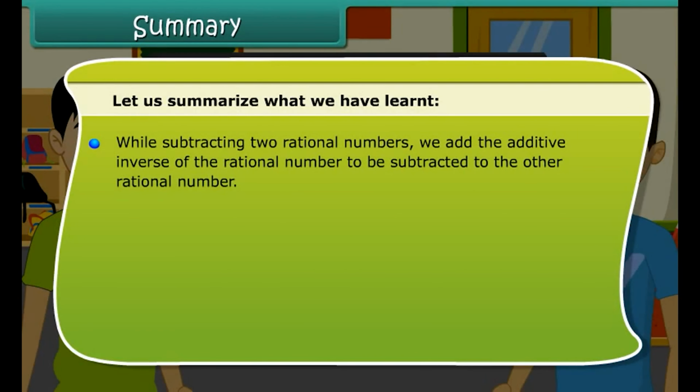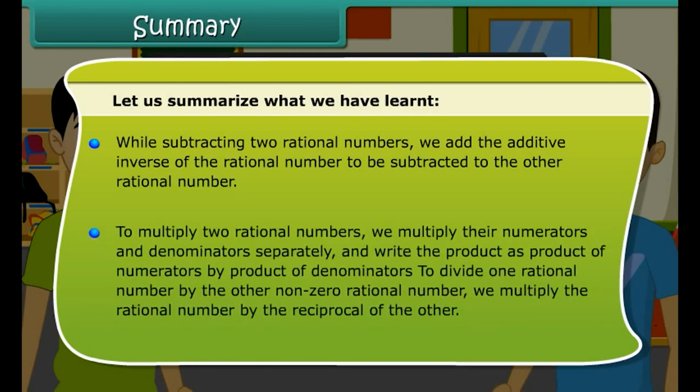While subtracting two rational numbers, we add the additive inverse of the rational number to be subtracted to the other rational number. To multiply two rational numbers, we multiply their numerators and denominators separately and write the product as product of numerators by product of denominators. To divide one rational number by the other non-zero rational number, we multiply the rational number by the reciprocal of the other.